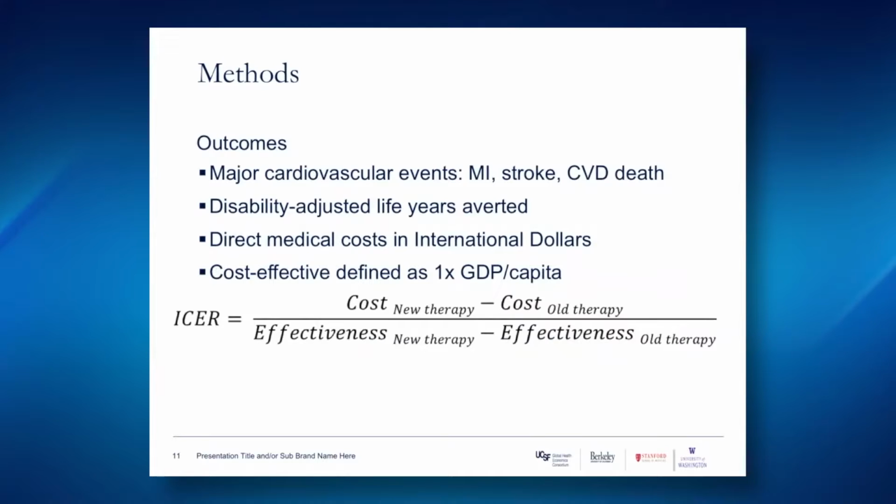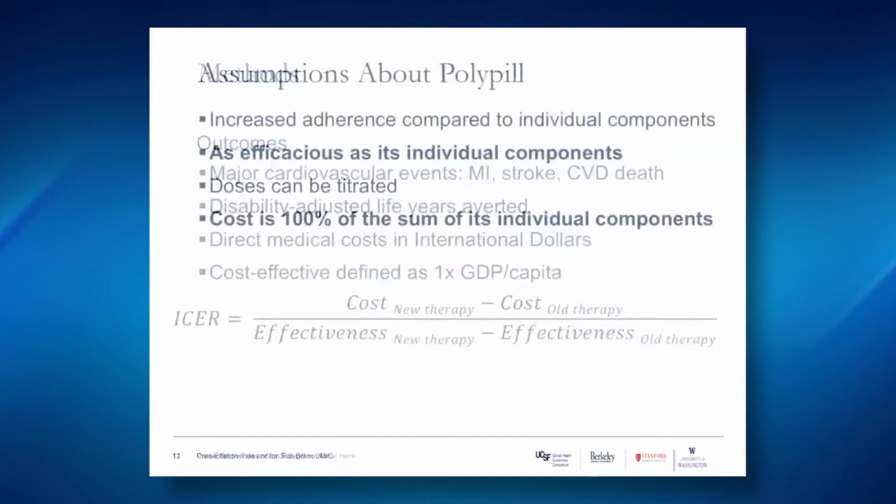And we measured this with the ICER, which is basically the ratio of the change in costs over the change in what you would expect of the outcomes.